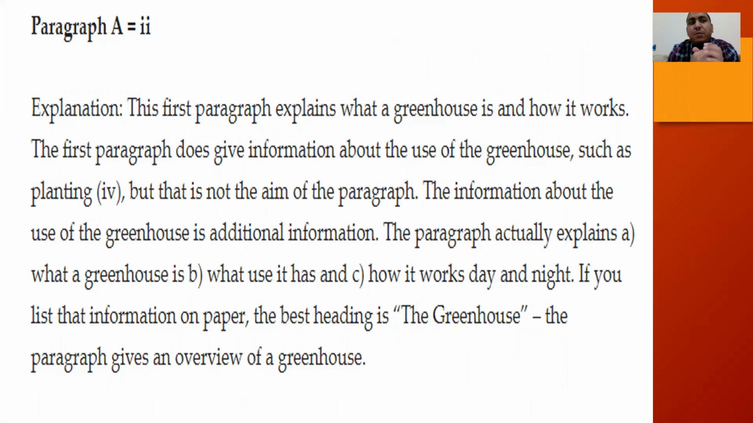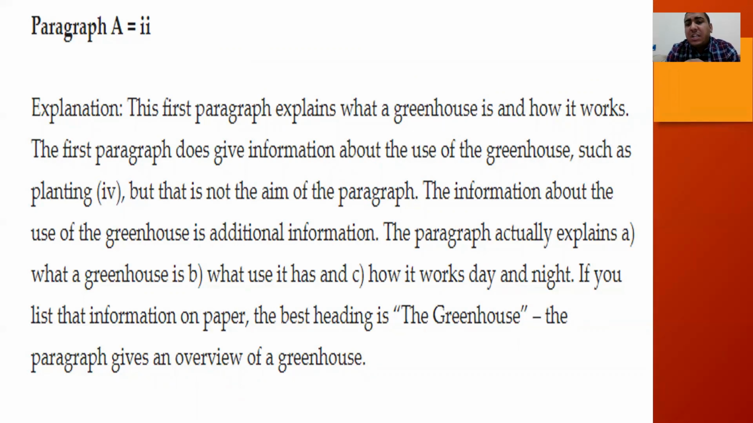Okay, for example, paragraph A, we choose 2. And here the explanation: this first paragraph explains what a greenhouse is and how it works. The first paragraph does give information about the use of the greenhouse, such as planting. If it was planting, it was going to be full. Okay, but that is not the aim of the paragraph. The information about the use of greenhouse is additional information here.